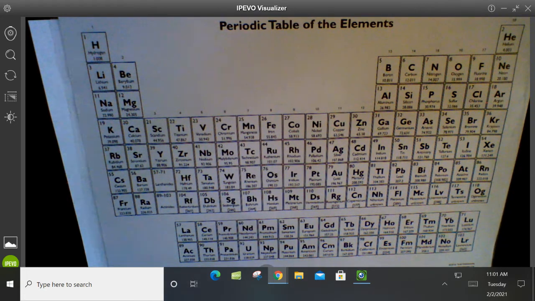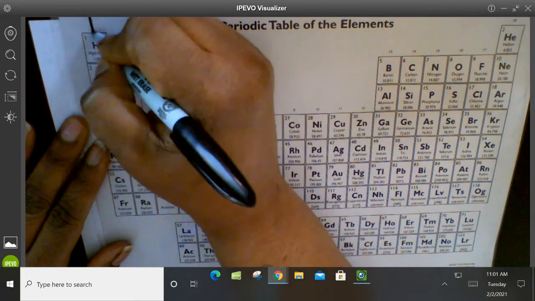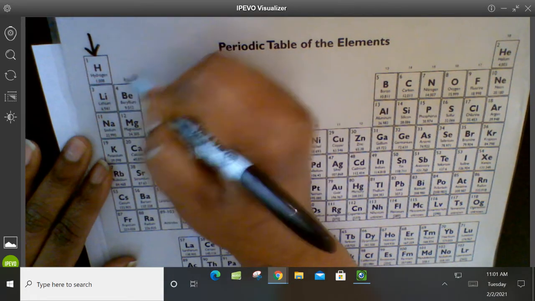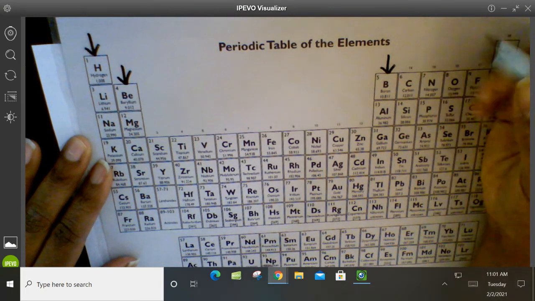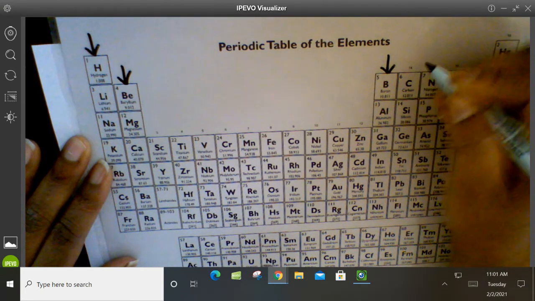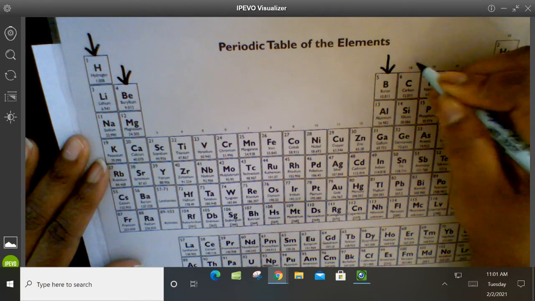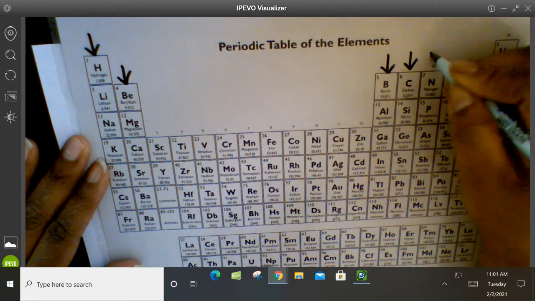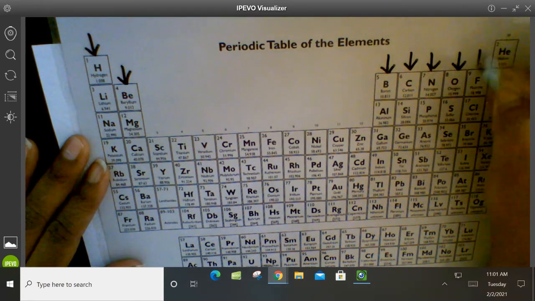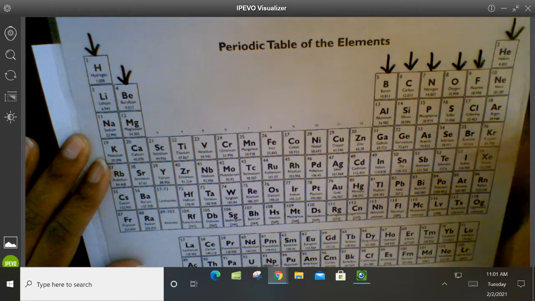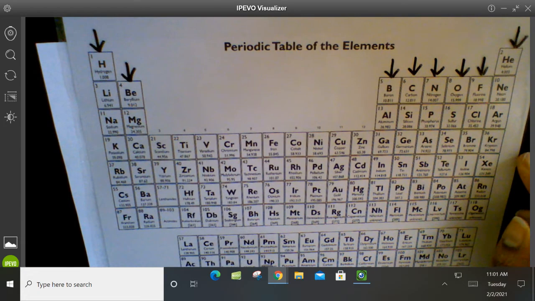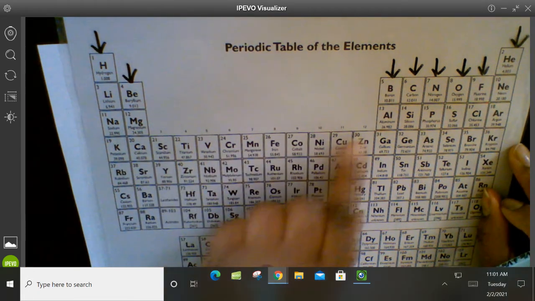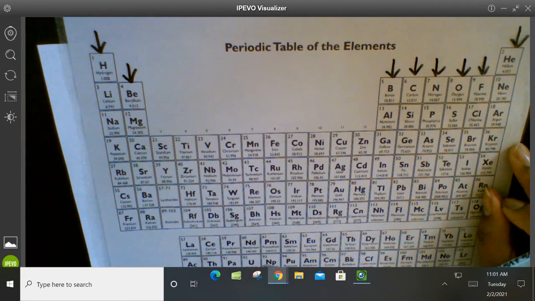If you look here, this is group 1, 2, and this is 13 that you can see on your table. It's a little difficult to see on the one I have here. 14, 15, 16, 17, and group 18. So these 8 groups make up what we call our representative elements. We're going to skip groups 3 through 12 for right now.